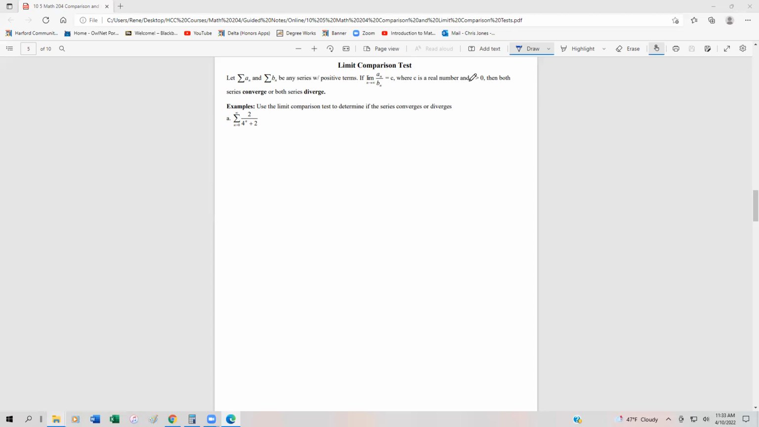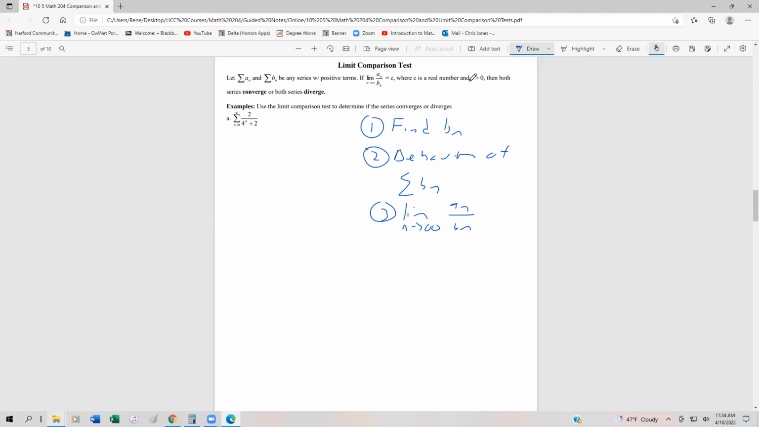All right, so when we're doing these problems, the first thing you probably want to do is find a compared series, so find your b sub n. Once you do that, you find the behavior of the series b sub n. And then you take the limit as n approaches infinity of a sub n over b sub n. So those are your 3 steps when you're doing the limit comparison test.